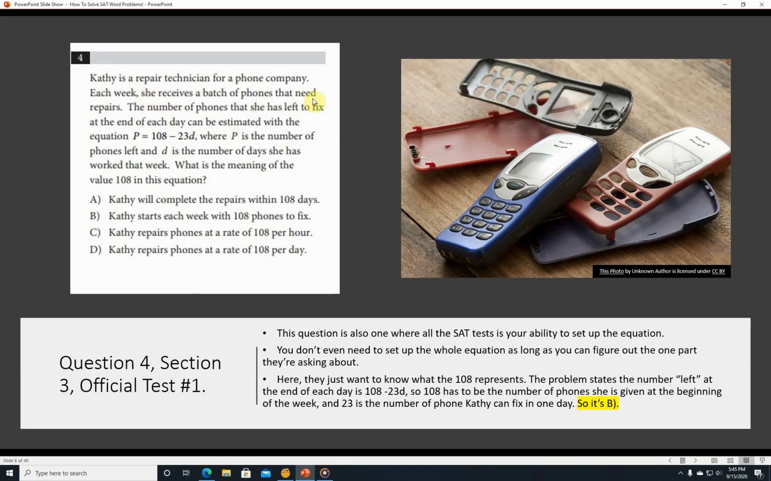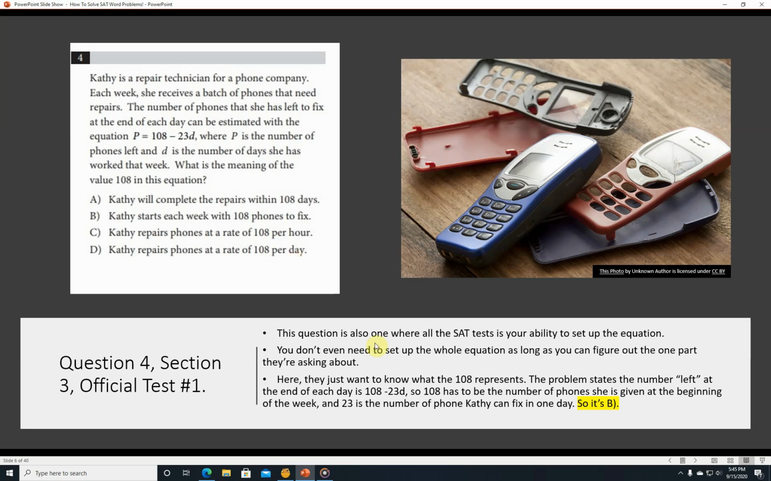Each week she receives a batch of phones that need repairs. The number of phones that she has left to fix at the end of each day can be estimated with the equation P equals 108 minus 23D, where P is the number of phones left and D is the number of days she has worked that week. So what is the meaning of the value 108 in this equation? Kathy will complete the repairs within 108 days. Kathy starts each week with 108 phones to fix. Kathy repairs phones at a rate of 108 per hour, or Kathy repairs phones at a rate of 108 per day.